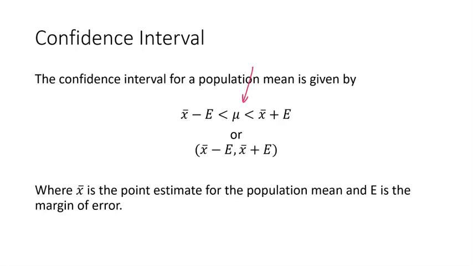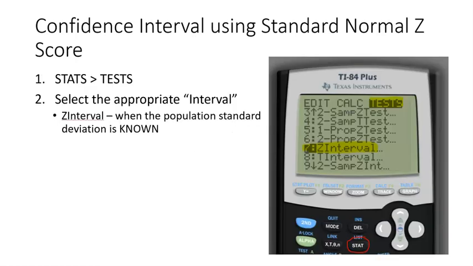Now, really, this is something you're going to see done in the calculator. But we know how to calculate the error now. We can plus or minus it. In the calculator, we can do this using the z-interval.